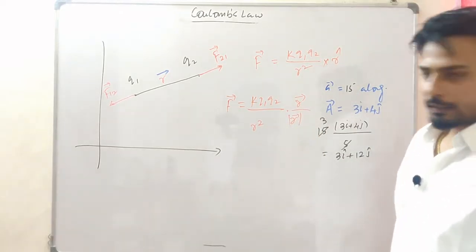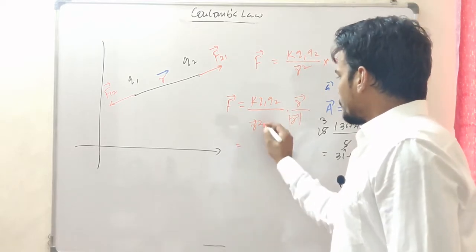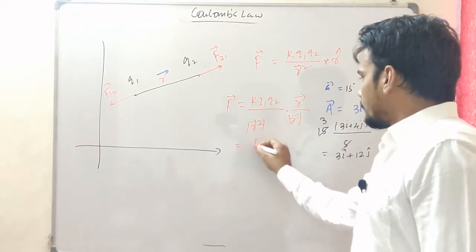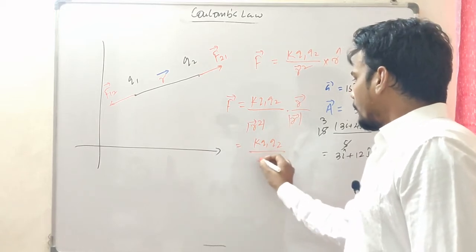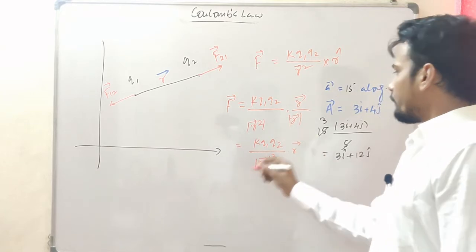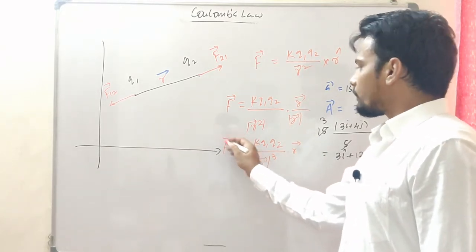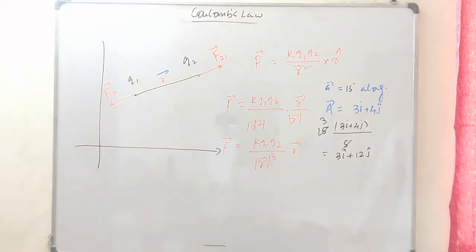So if I'm writing in the vector form, let me put it here also in the vector form. This is nothing but the magnitude, so I'll be having k q1 q2 by r magnitude whole cube into r vector, and that's the vector form of Coulomb's law. I hope it's clear to everyone, right?